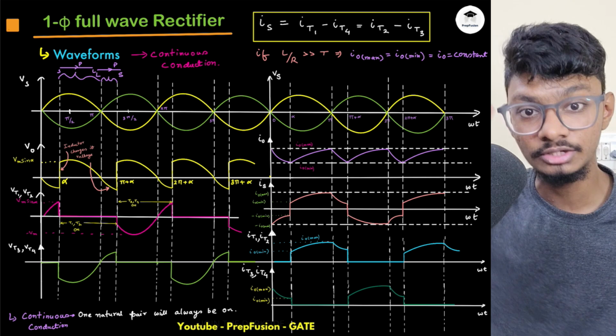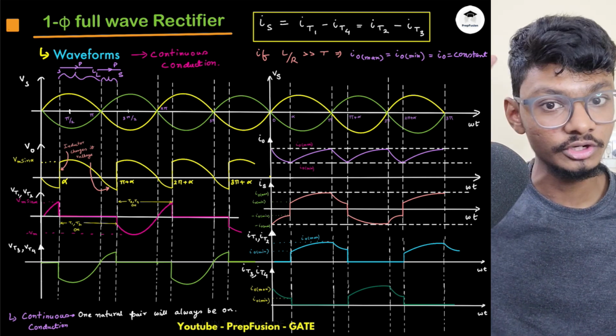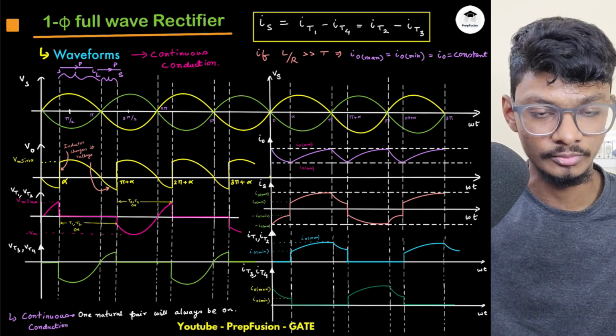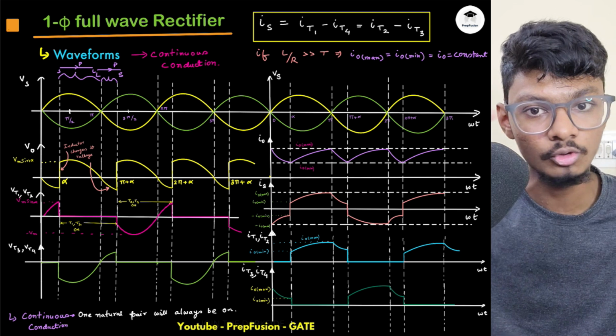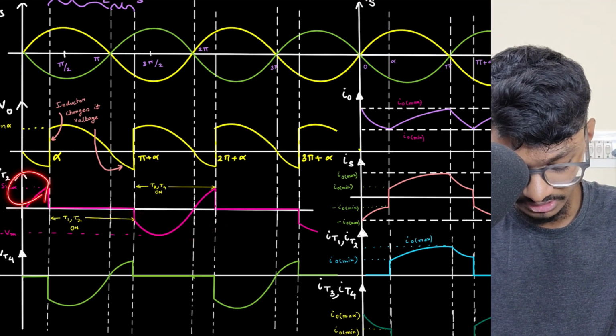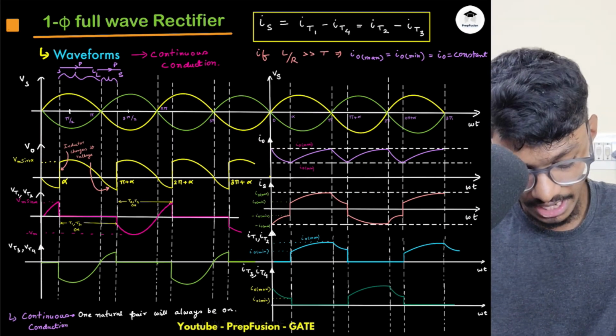So as one natural pair will always be on, the voltage that my thyristors will block will be directly equal to the supply voltage. They will not share any voltages because all four of them will not be off at once at any particular instant. At every instant, only two of them will be off. That's why the thyristor voltages will be directly proportional to the supply voltage, because each of them is blocking the supply voltage.